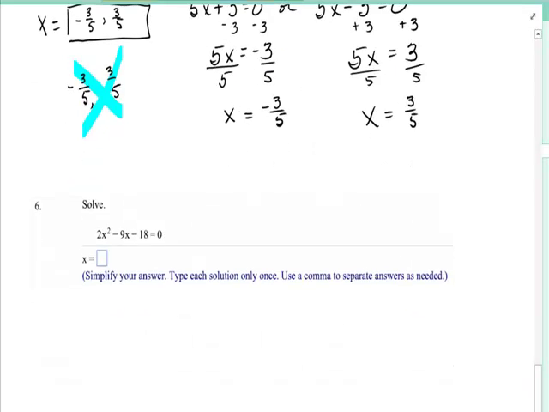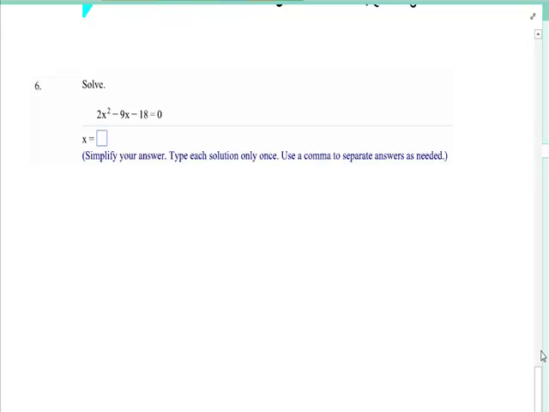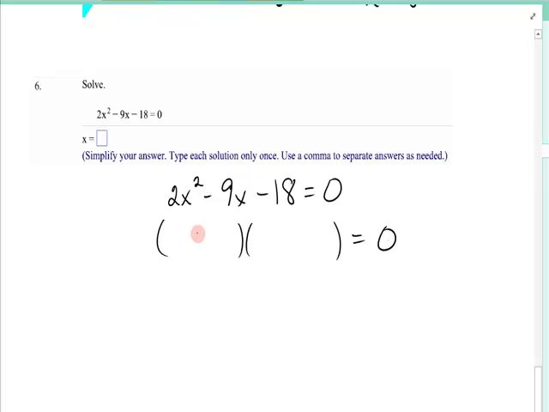I think we have one more. We have 2x squared minus 9x minus 18 is equal to 0. Is it quadratic? Yes. Is it equal to 0? Yes. Okay, then let's start the factoring. Is there a common factor? No. So we'll go with trial and error. The last sign is negative. That always means 1 plus and 1 minus.